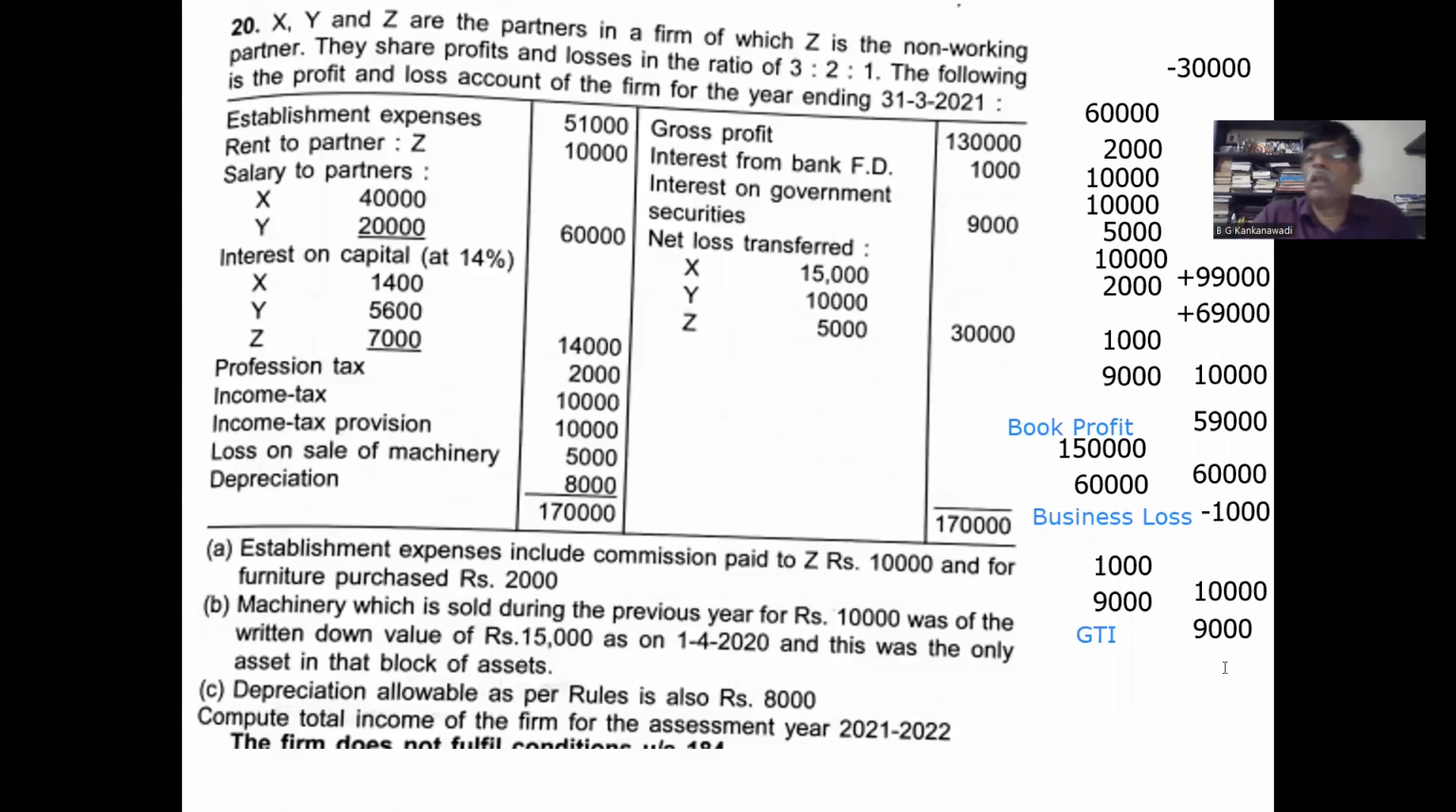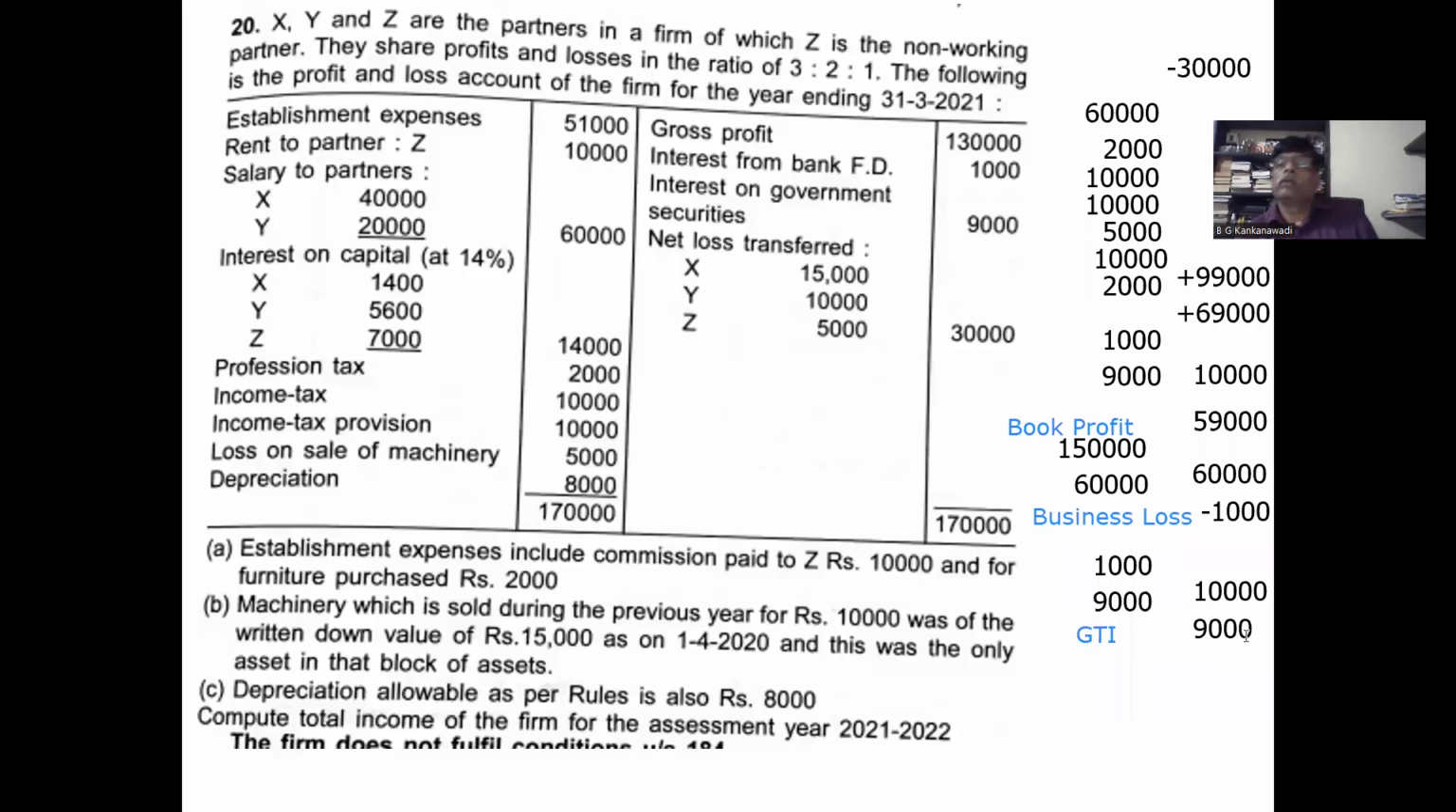From this gross total income, you deduct the deductions. There are no deductions under section 80C and others. So this 9,000 itself is called total income.